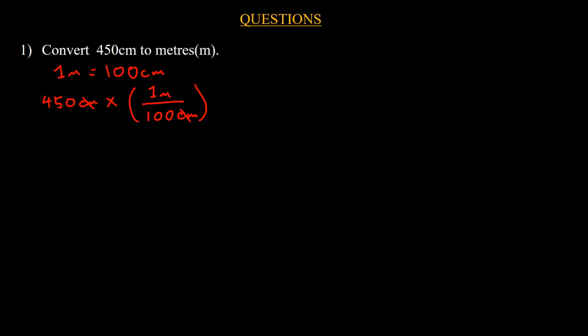So we multiply the 450 with the 1 meter and then divide by 100. So we have 450 meters and then divide by 100. After we do the division, the value will be 4.5 meters. So we have converted the 450 centimeters to meters. We are done with this question. Let's take a look at another question.